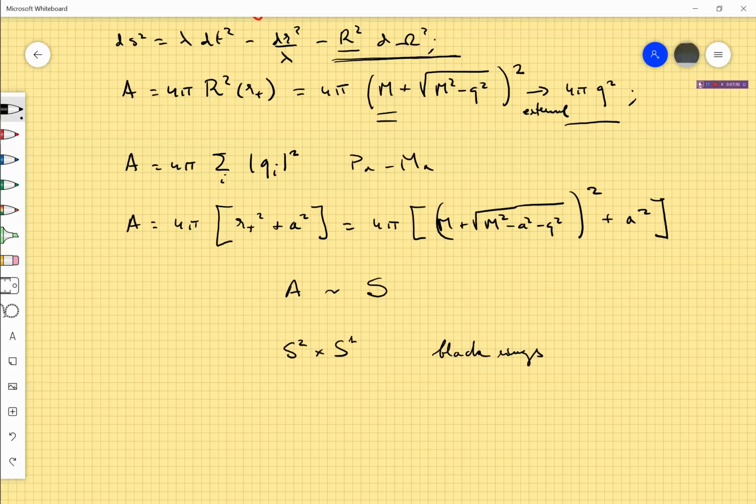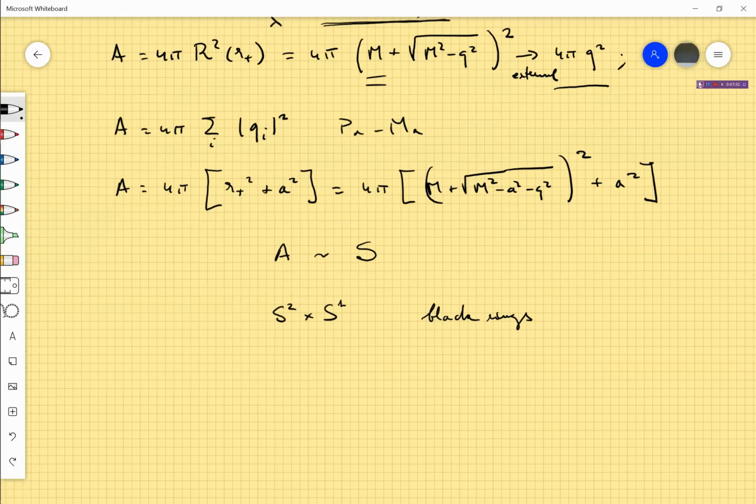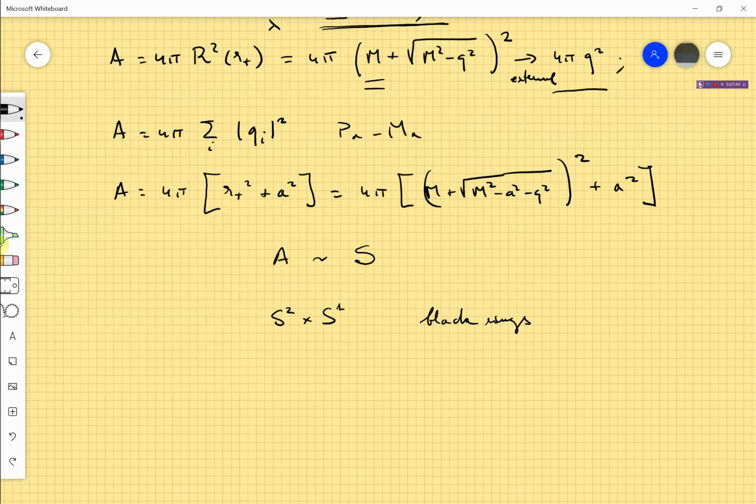There are more complex objects, and these ones were discovered by Roberto Emparan, who is at the University of Barcelona, and Harvey Reall.